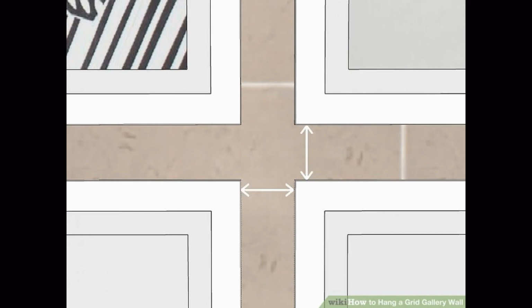Use your measuring tape to check each gap at the top, bottom, and side of each frame to make sure they are perfect. The closer your images are to one another, the more the pieces will appear as a single piece of art on your wall.